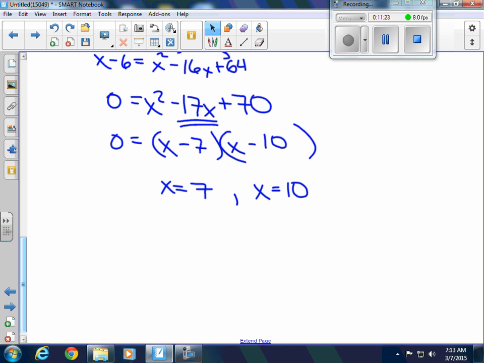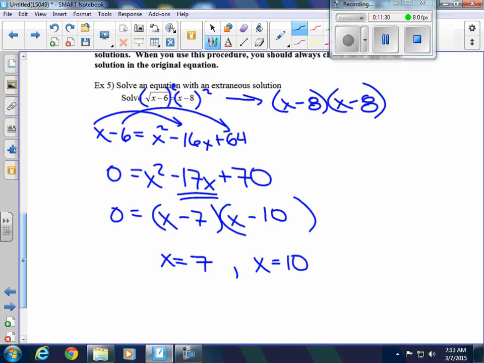However, we have to plug it back in to make sure that those are solutions to our original equation. If they're not, then they're really not solutions. So let's go back up here and plug those numbers in. Let's put in 7. 7 minus 6 is 1. Square root of 1 is 1. So the left side is 1. 7 minus 8 is negative 1. Does 1 equal negative 1? Absolutely not. This is not a solution. That's an extraneous solution. It's not a solution to our original equation.